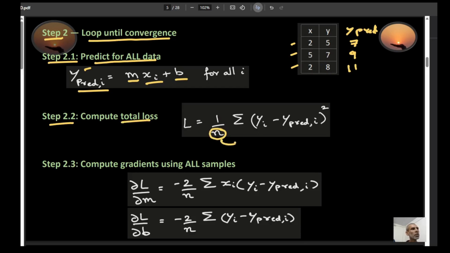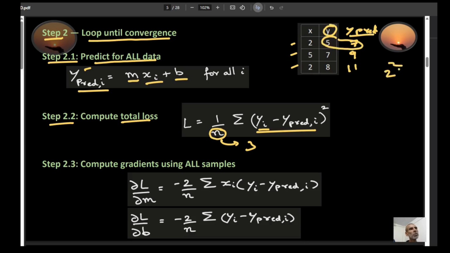So it's going to be 3 right here. And this one is going to be the difference between your actual value minus the predicted value. So in this case, the difference between y and 7. This is my actual value, and this is the predicted value. So the difference between y and 5 and 7 is 2.